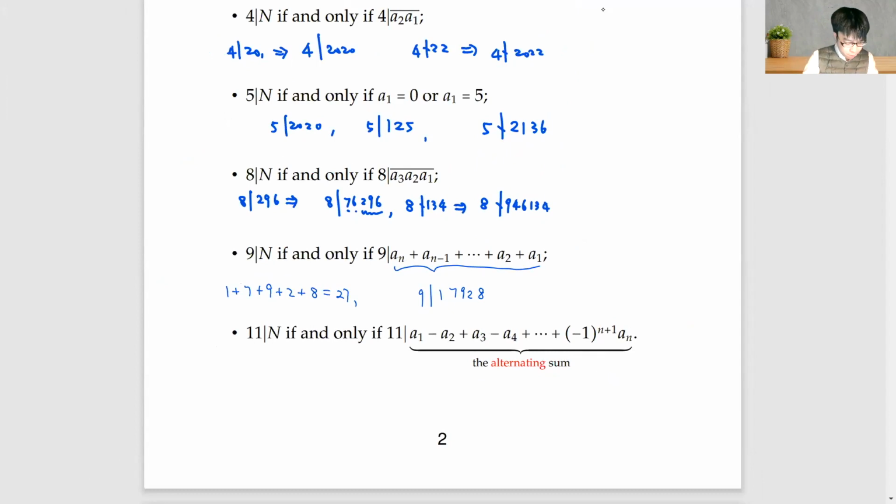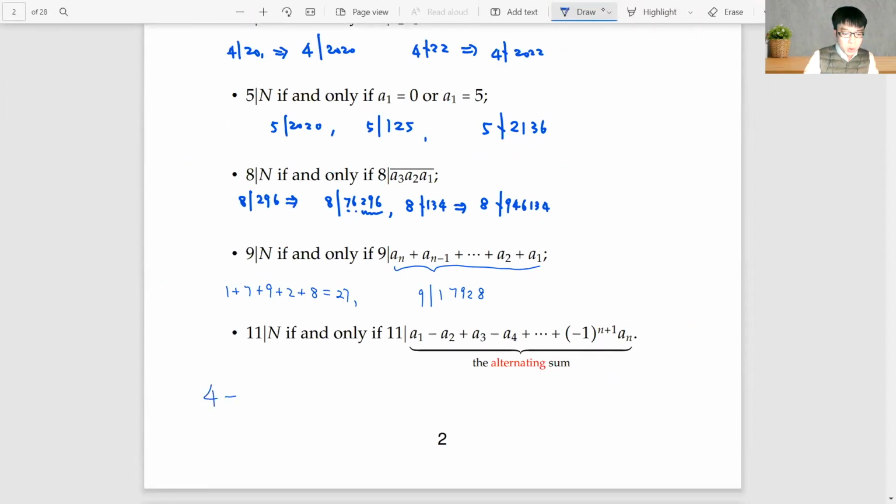For example, we have 4 minus 1 plus 8. This is equal to 11. It's a multiple of 11. So that implies the number 814 is divisible by 11.